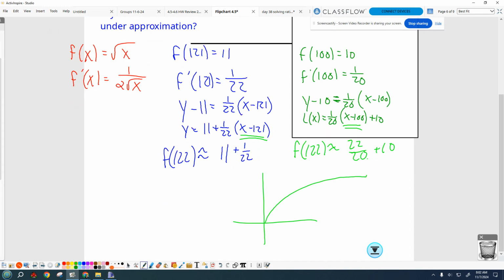Here's my square root. If I was doing the tangent line out here, approximating the square root of 122 using the anchor point of 121, it's not going to be so bad, versus if I went here, the tangent line's going to be off by more. So the point of linearization is, finding the exact point was a pain. Finding some nice nearby thing and using that to approximate, all good.